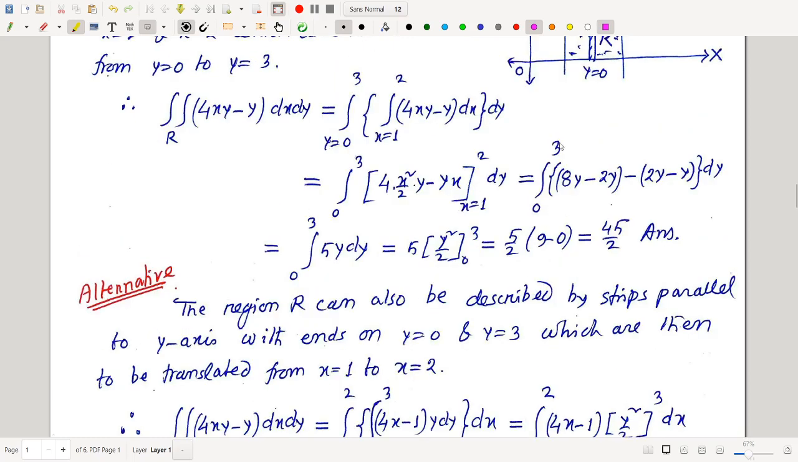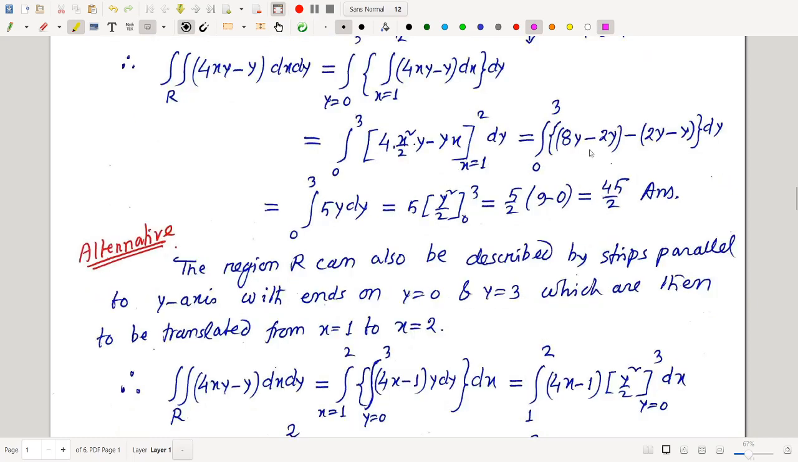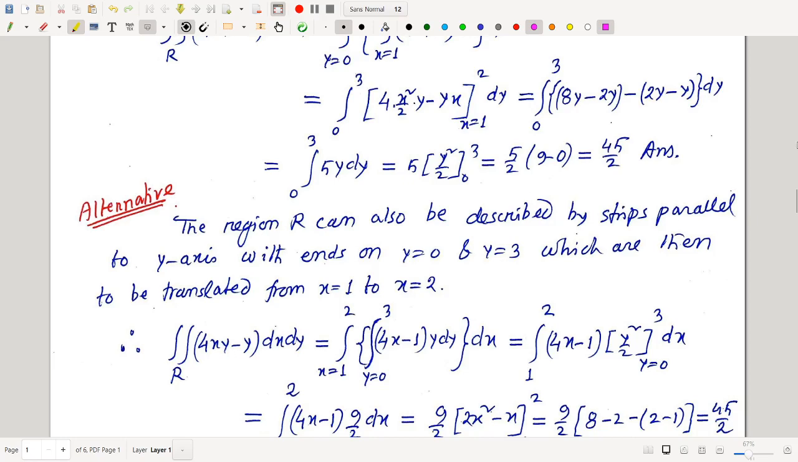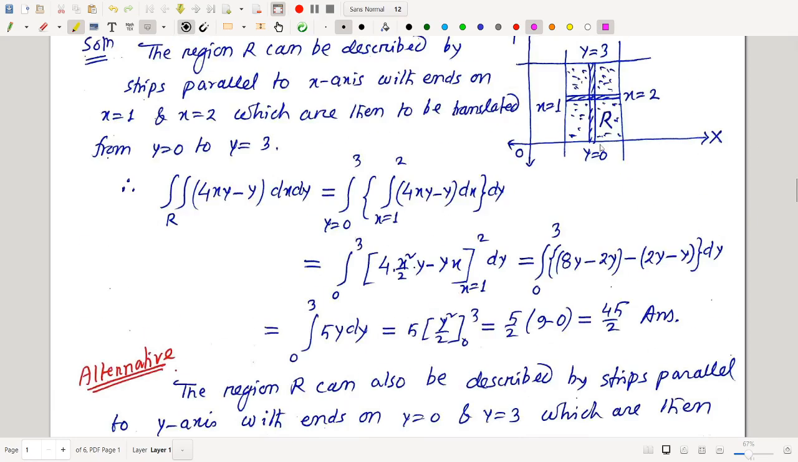y limit is 0 to 3 with respect to y when we integrate. So finally what we get, 8y minus 2y, 2y minus y, finally we have got 5y, with respect to y we have to integrate. So 5 into y square by 2, limit 0 to 3, so 5 by 2 taken out, 9 minus 0, 45 by 2 answer. So we have integrated this along horizontal strip first. Now let us see integration along vertical strip first.